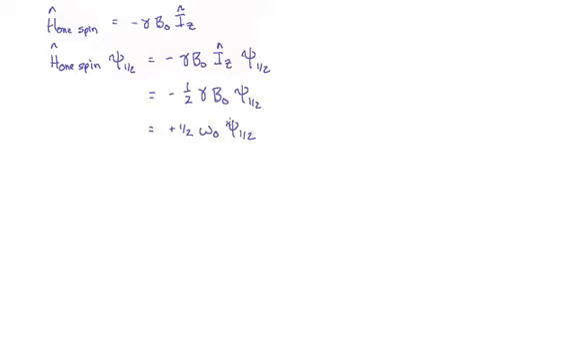So, if we want to represent the Hamiltonian, one spin, we can do it two ways in frequency units in radians per second, or we can do it in hertz by dividing by 2 pi. So this would be in units of hertz, and this would be in units of radians per second.